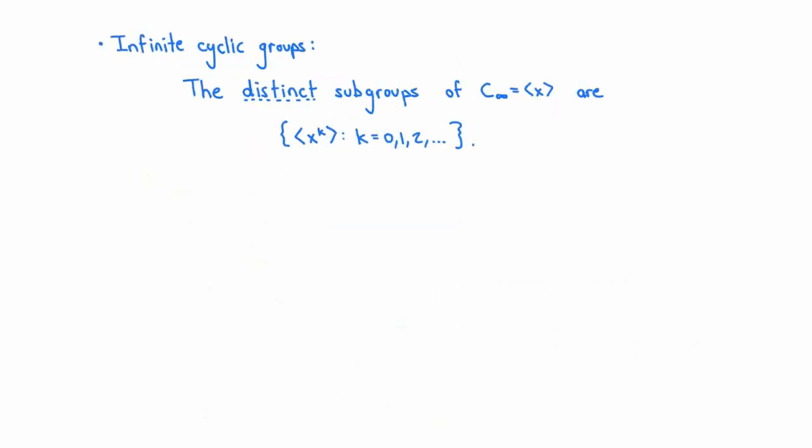We're now ready to give a complete classification of the collection of all subgroups of an infinite cyclic group. So let's suppose that I have an infinite cyclic group generated by an element x. Well then, the collection of all subgroups of this cyclic group is the collection of all groups generated by elements of the form x to the k, where k goes from 0 to infinity, and furthermore every group in this list is distinct. So no two of these groups are the same.